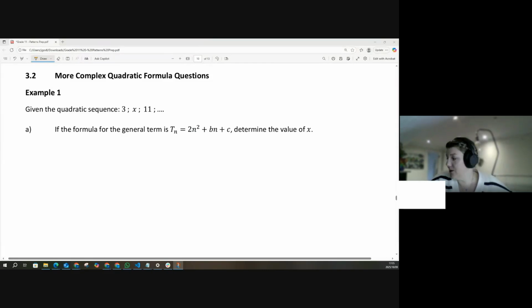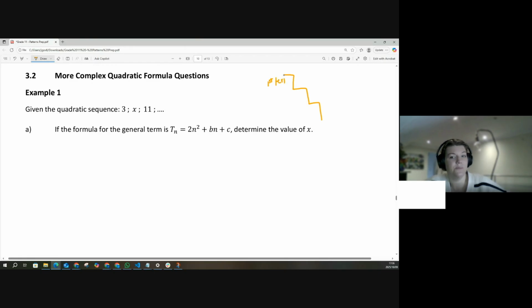We have been given a quadratic sequence, so 3, x, and 11. And they told you the formula for the general term is Tn equals 2n squared plus bn plus c. And they want you to determine what x is. Now, we're going to draw our little steps quickly.